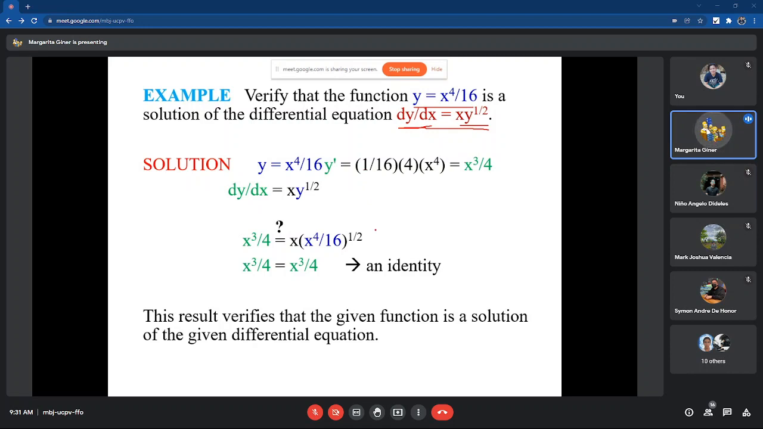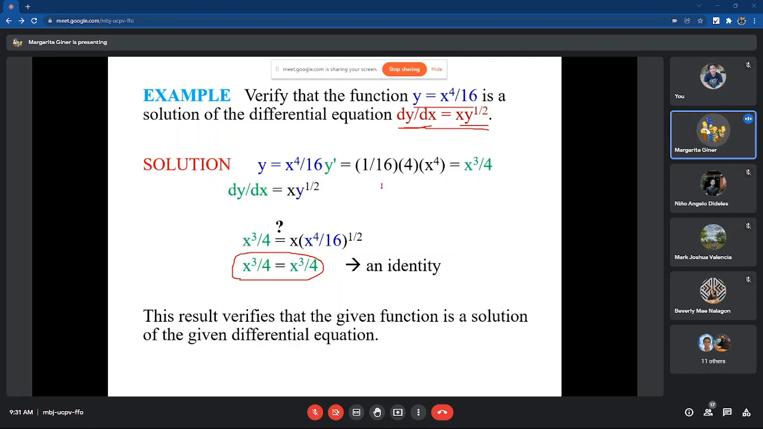But this is a solution. The final answer is this. So both are equal, meaning this is a solution, because the function is the solution of this differential equation. Okay, so there are a number of methods. Take the derivative of this function.